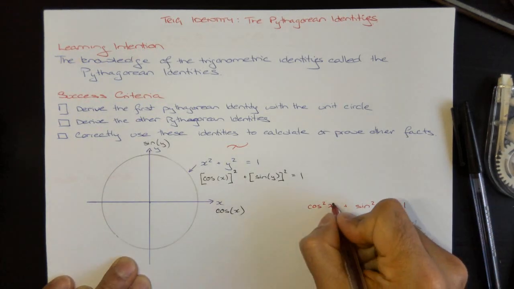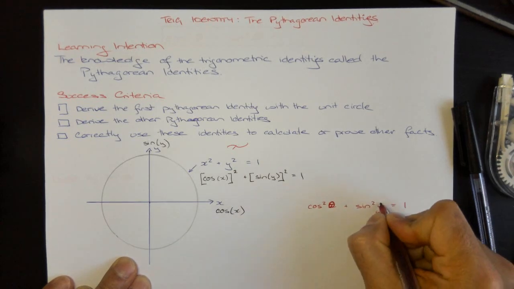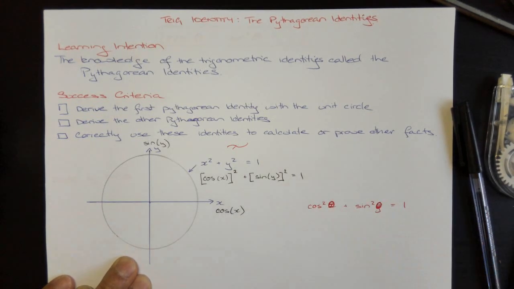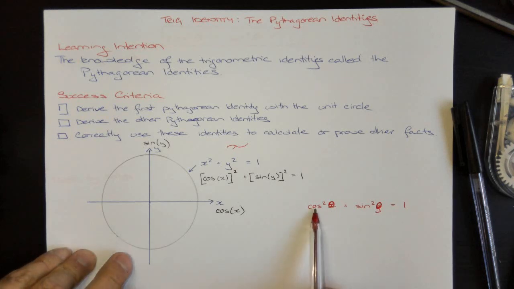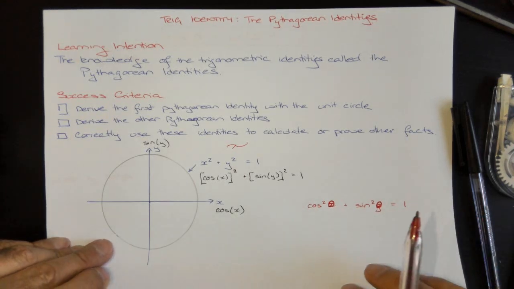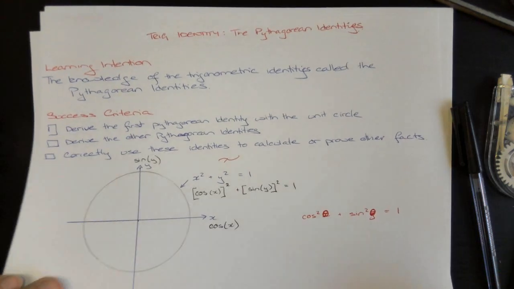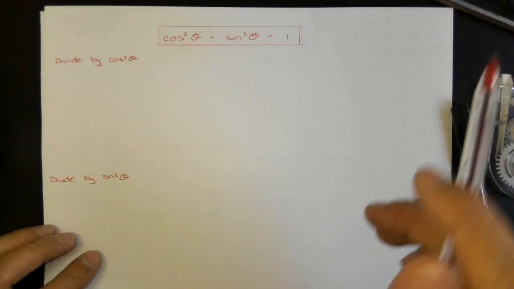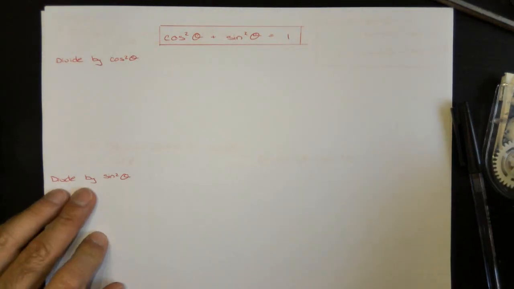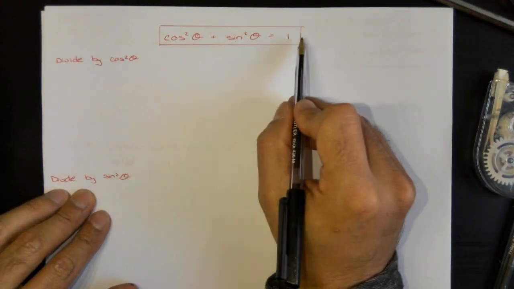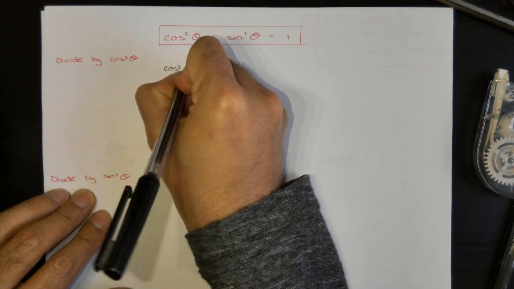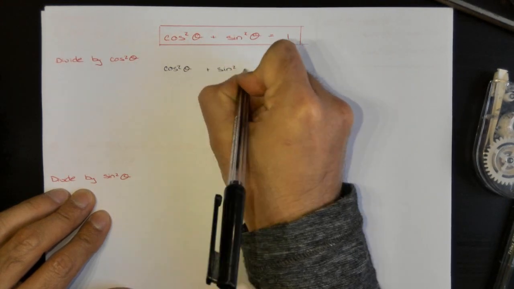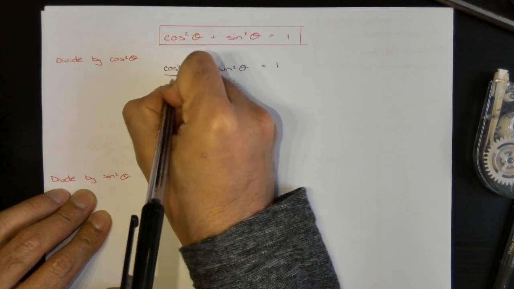Instead of writing x and y, we'll just change them to thetas, so the angle. Notice that when we write square, we put the square on between the function and the angle. So if that's the first identity, cos squared theta plus sine squared theta equals 1, we're going to derive the other two. Let's divide this whole thing by cos squared theta.